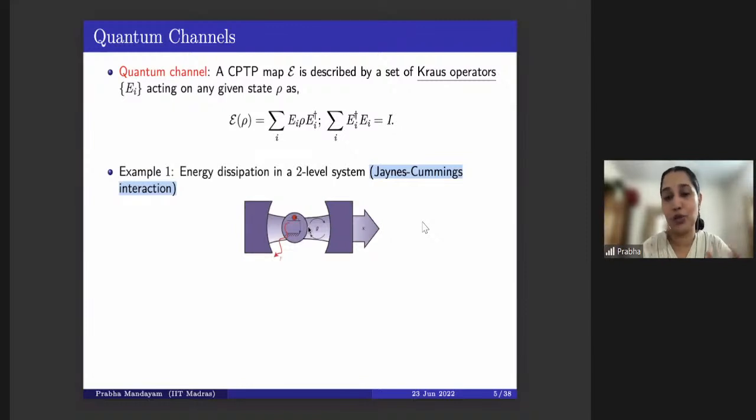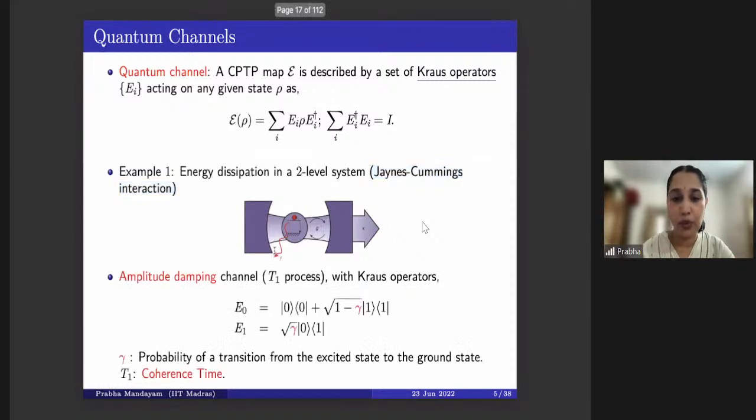So what happens with this 2-level atom in a cavity? When it is in the excited state, it can undergo a spontaneous transition to the ground state with the emission of a photon, right? So this is the physical process you're trying to capture, and the way it captures it is using these two Krauss operators. So in this case, there are two Krauss operators because one way to think about it is because there are two possibilities.